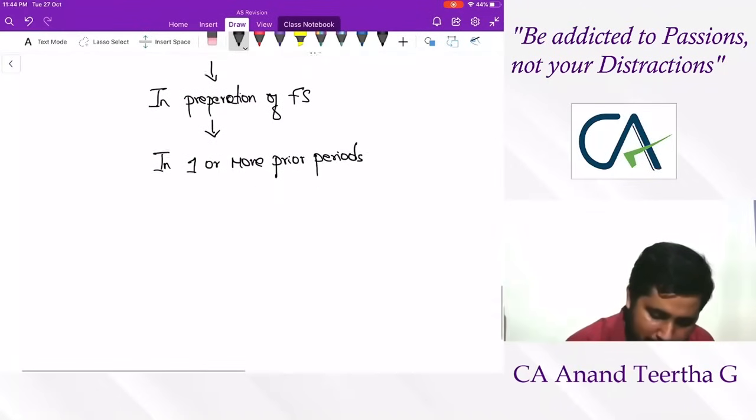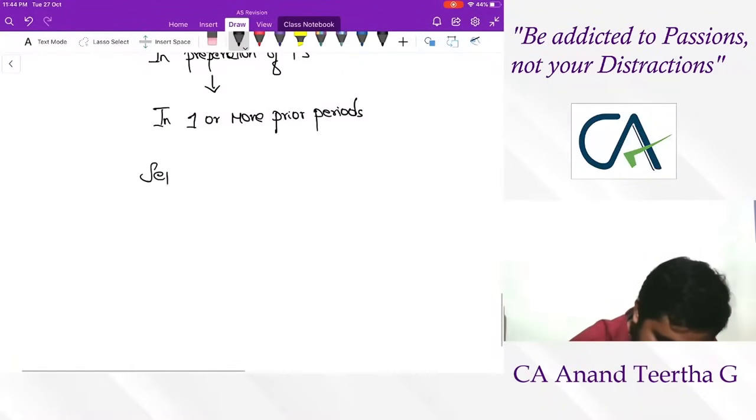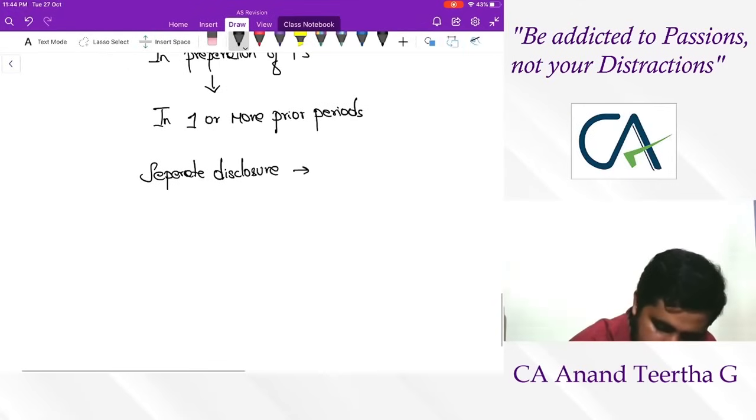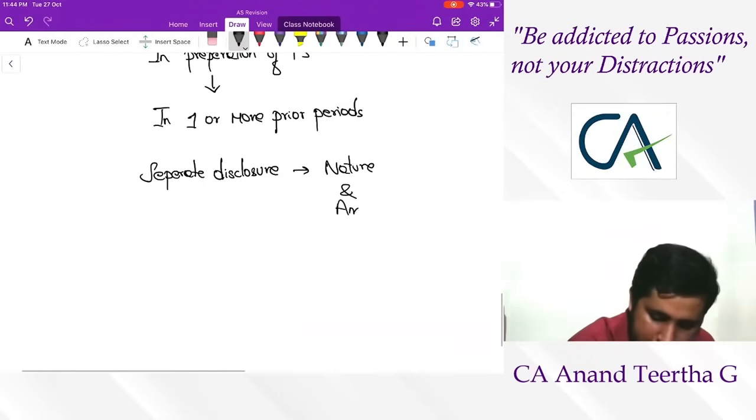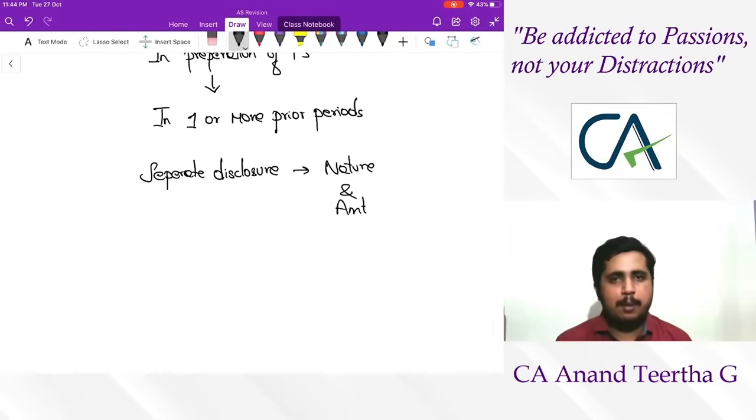Now, whenever you have a prior period item, separate disclosure is compulsory. You have to disclose what type of prior period item you have considered, what the nature of that prior period item is, and what amount is going to affect the P&L. So that has to be a separate disclosure when you deal with a prior period item. Basically, an extraordinary item does not happen normally. For a prior period item, there was a mistake. That is the difference between these two.